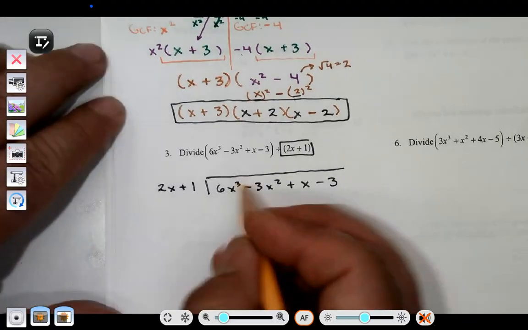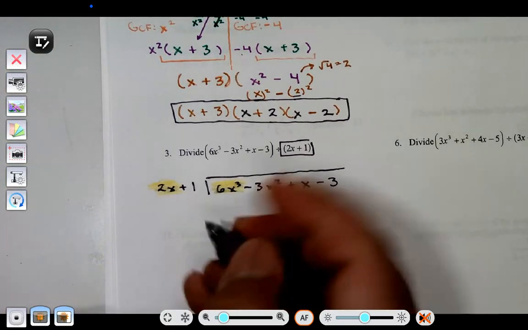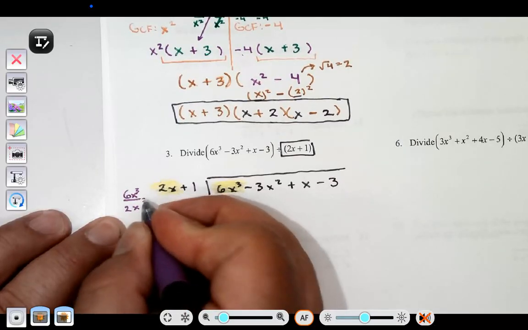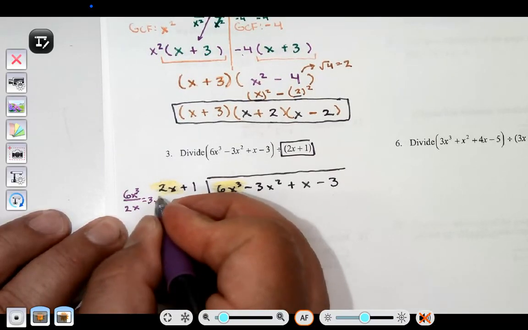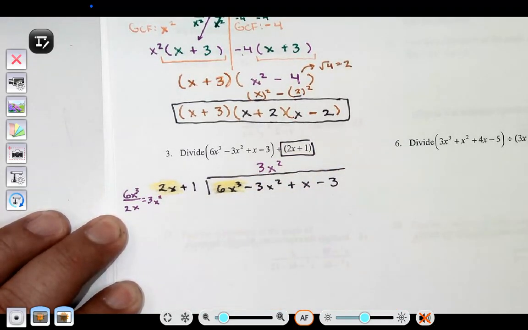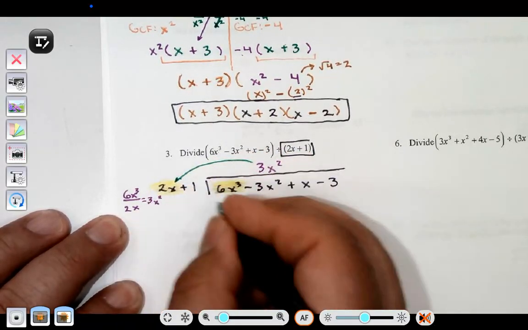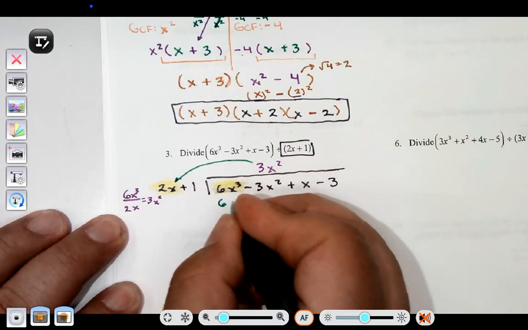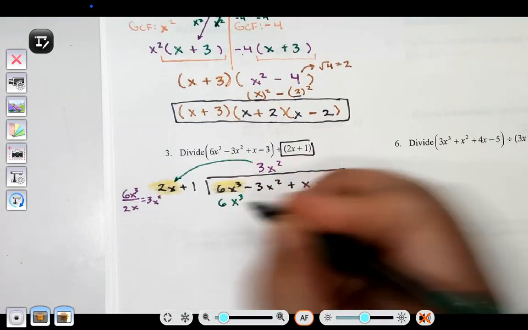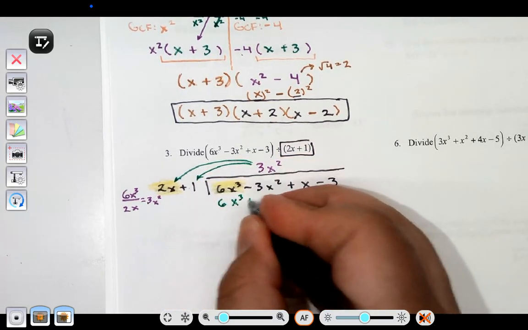The process says that I'm going to start with this one and this one. And all I have to do is on the side go 6x to the 3 divided by 2x. That leaves me with a 3x squared. So I'm going to write it right here because I want my x squares to line up. Now that I know what I have on top, I'm going to multiply it once. 3 times 2 is 6. X squared and x1 is x to the third. And this is how I know we're doing it correctly, because we have a perfect match. But we still need to multiply one more time. 3x squared times 1 is positive 3x squared.